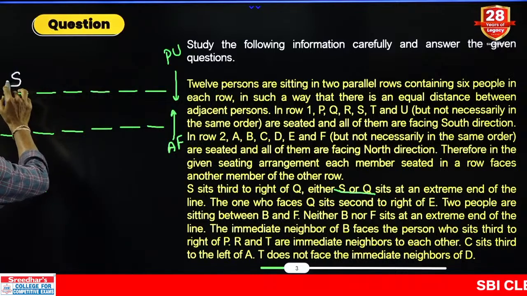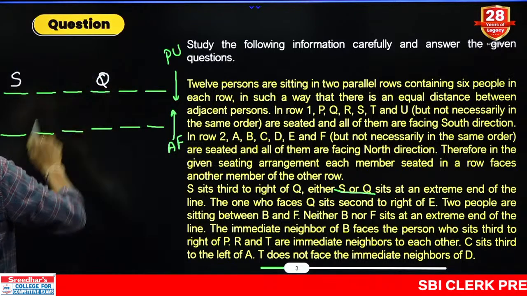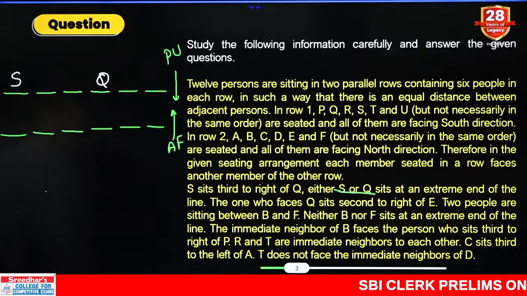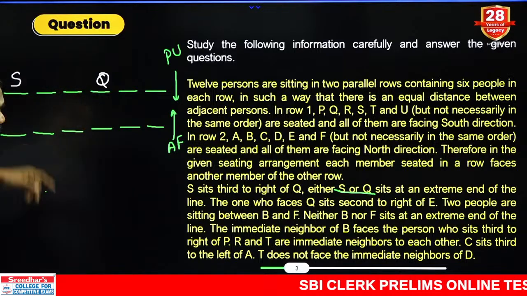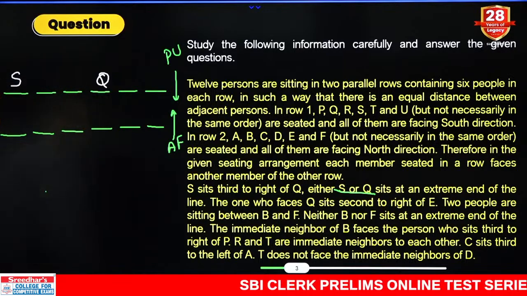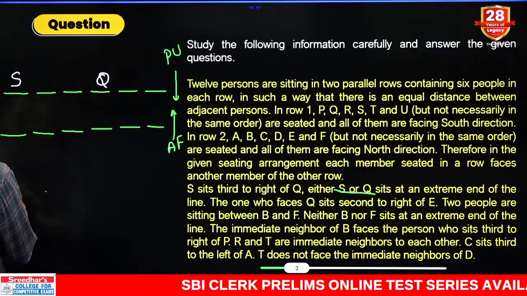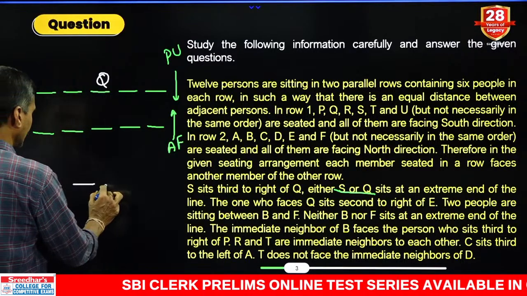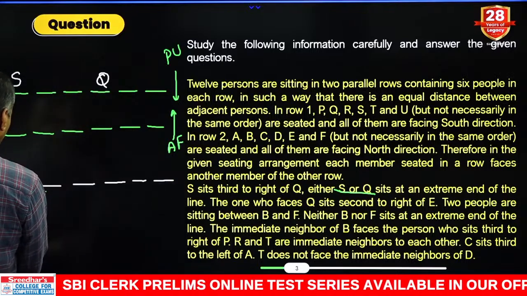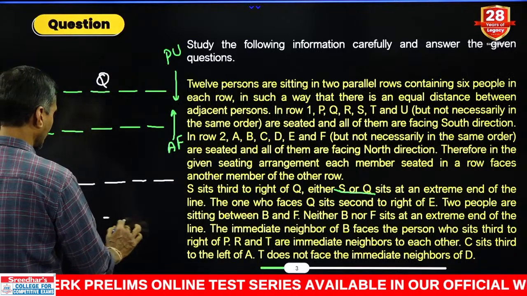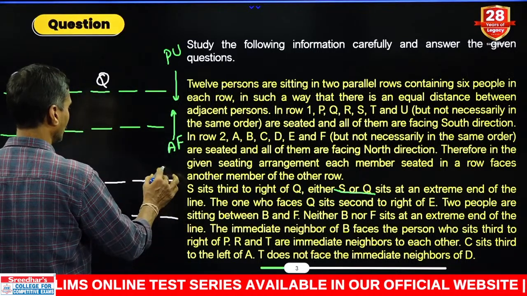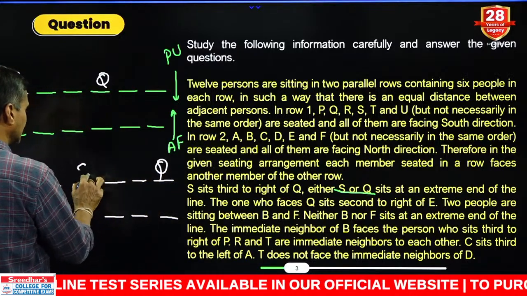If S is here, 1, 2, Q will be here. This is one possibility. Now follow here, S sits out to the right of Q, and either S or Q sits at one of the extreme ends. Now in the second case, 3, 4, 5, 6, and here again there are 6 persons. Now if Q is here, then 1, 2, 3, S will be here.